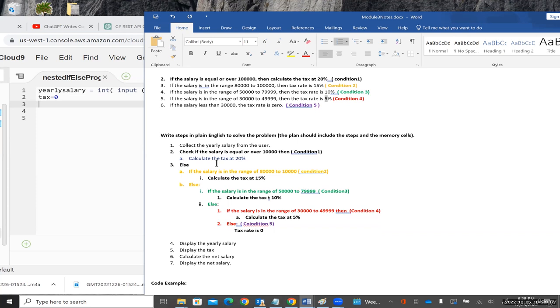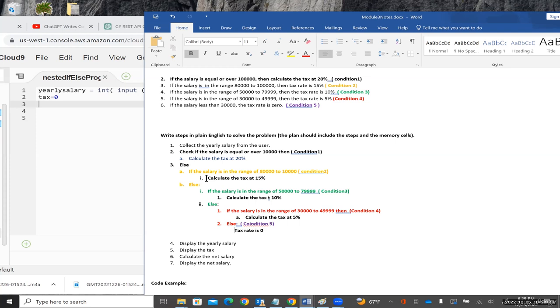The approach to solve this problem is to break this into multiple conditions or multiple layers. In the outermost condition, we check to see if the salary is over 100,000, and in the second layer, we check to see if it is 80 to 100,000. In the third layer, we check to see if it is 50 to 79,000. In the next layer, we check to see if it is 30 to 49,000. I'm sorry, not the innermost, this is the one less than the innermost. And the innermost layer, obviously, its default tax rate is zero.